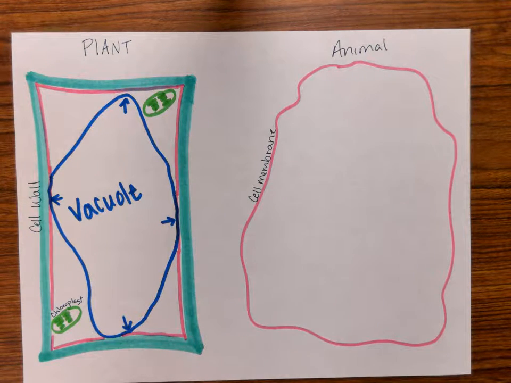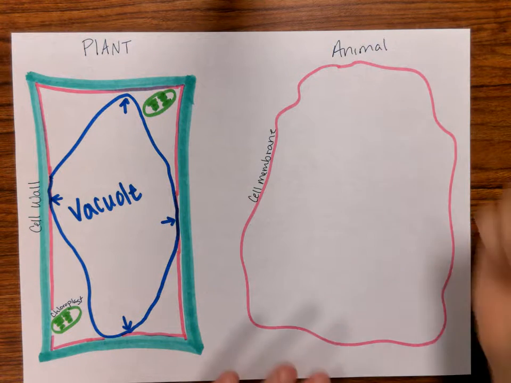Some things that your cell needs are oxygen, food, and water. Oxygen and water are pretty small, and they can go in and out of the cell membrane no problem. But things like sugar are too big. So the cell membrane helps regulate or control what goes in and out of your cell. Okay, so all cells have a cell membrane.